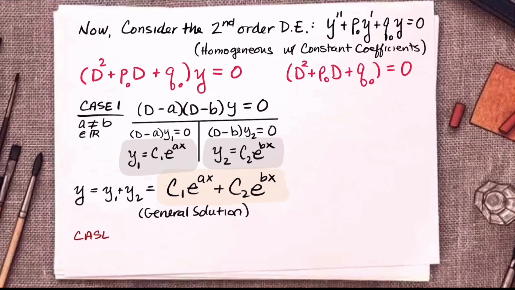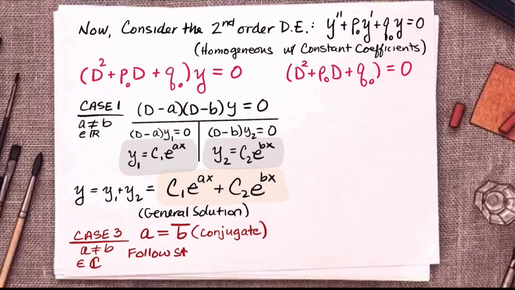The constants c1 and c2 would be determined by an initial condition given on the differential equation. Now, if we consider case 3, which would be the complex conjugate case, this would be two different roots, similar to case 1, but in the complex plane. And for this case, we would treat the roots just in a similar way that we treated case 1, only with complex values.